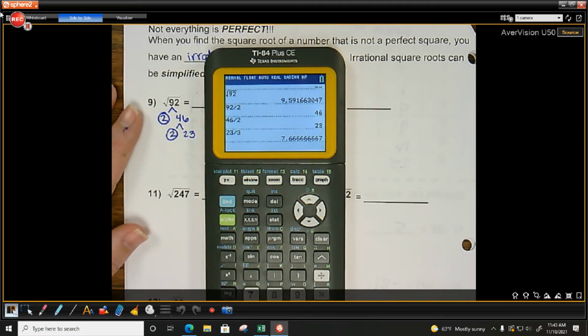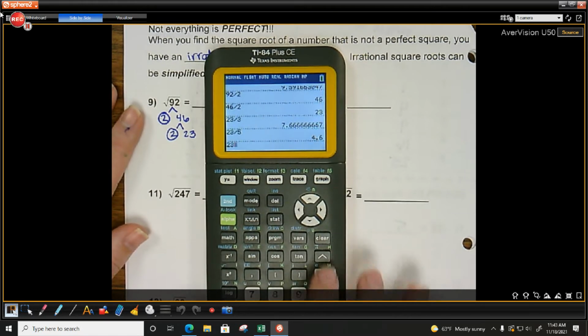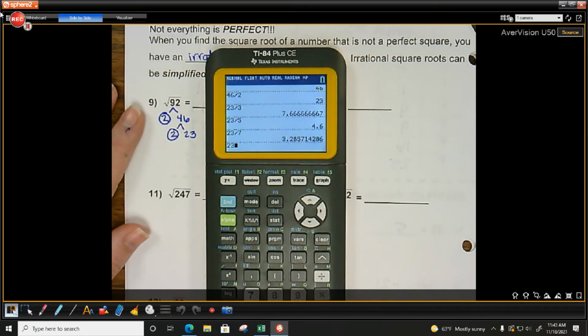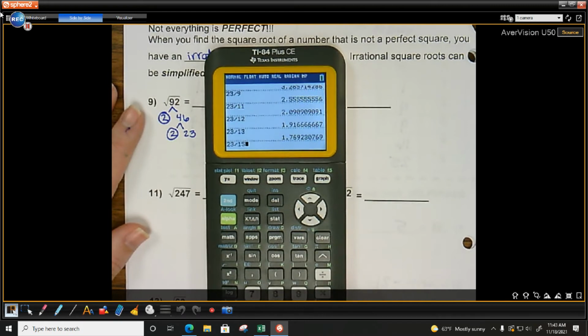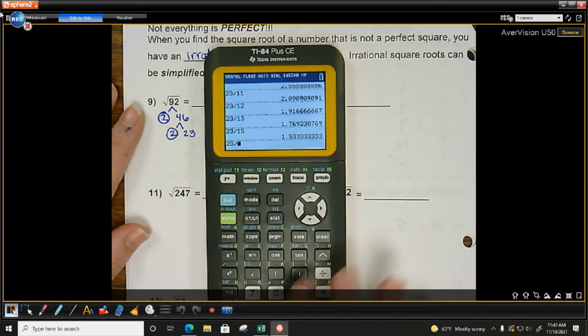23 divided by 3, I don't get a whole number, so it's not divisible. Divided by 5, not a whole number. Divided by 7, not a whole number. Divided by 9. Divided by 11. Divided by 12. Divided by 13. Divided by 15. Divided by 17. Divided by 19. Divided by 21.